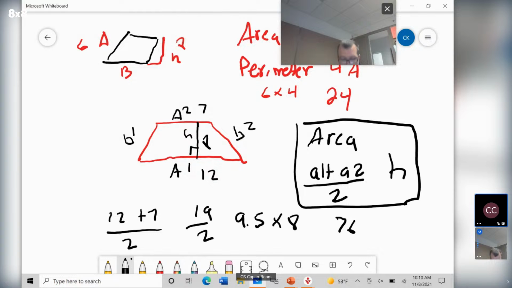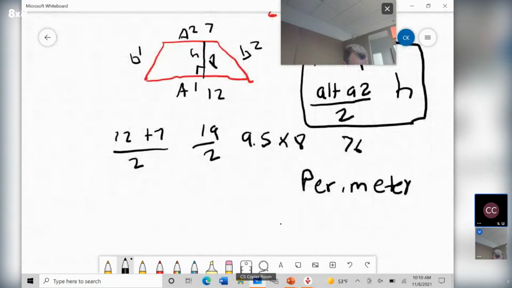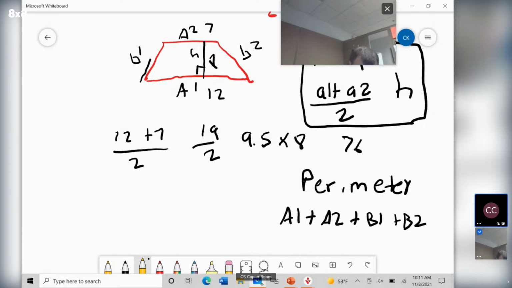And for the perimeter, once again, you're just basically adding all 4 sides together. So that would just be A1 plus A2 plus B1 plus B2. Because remember what we're doing in the perimeter, we're trying to find the distance around the outside. So in this case, I'll just do it in yellow. We're just trying to find the outside, and all we're going to do is add all 4 sides together. So side A1, side A2, side B1, side B2.